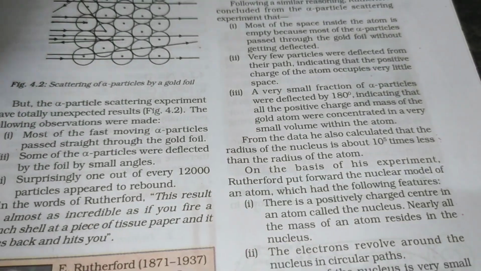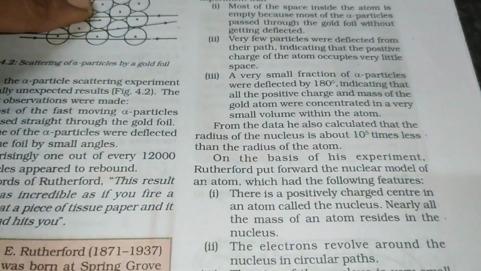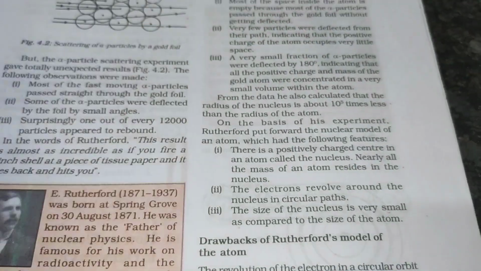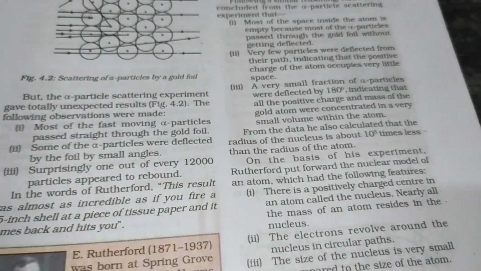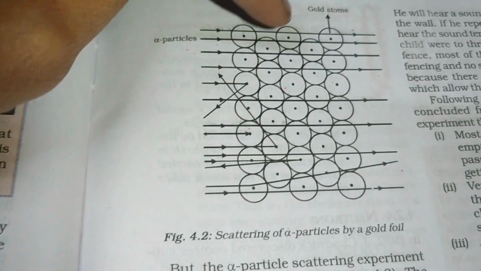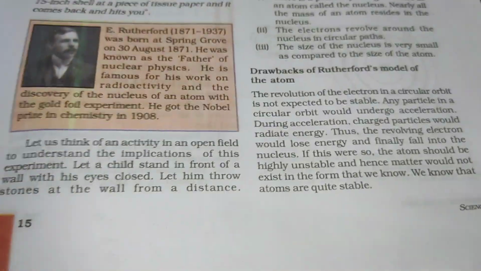He estimated that the proton, which is a positive charge, is present inside the nucleus, and electrons revolve around it in circular paths. The size of the nucleus compared with the atom is very small. We can see that only this pointed structure is the nucleus, and its size is very small compared to the atom. So what are the drawbacks, what did he do wrong? We will see.